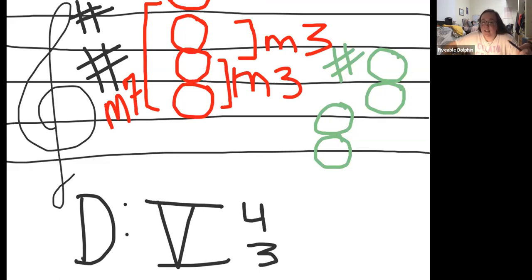Next week I want to continue with 7th chords just because I think they're tricky. And then maybe touch on some sight singing because I had some questions in my inbox about sight singing.